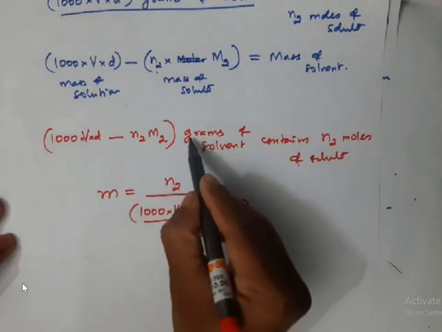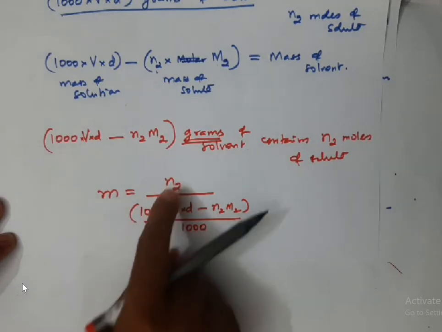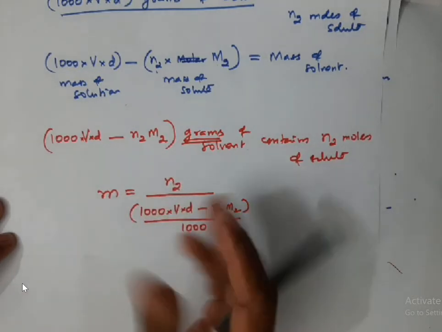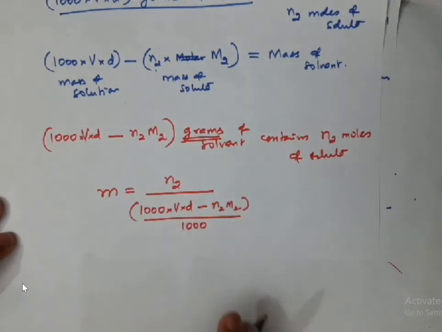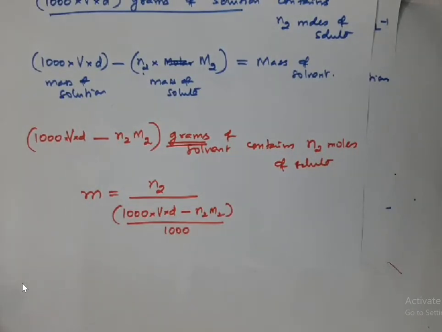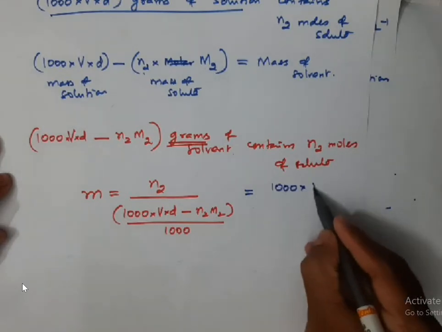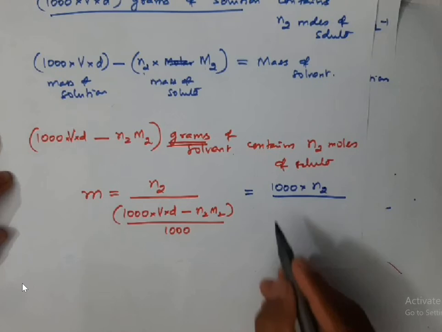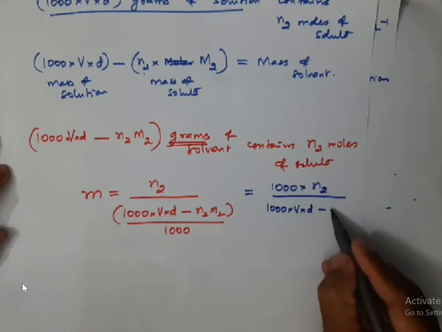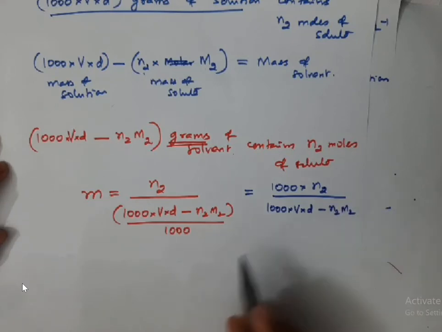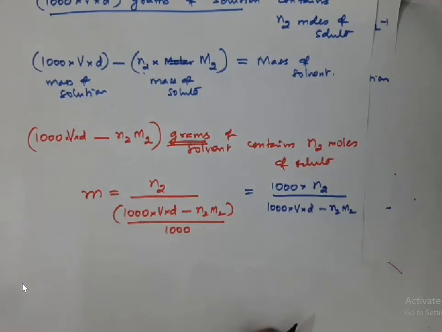Students, listen, this is mass in gram, right? But what is the definition for molality? Molality is nothing but number of moles by mass of the solvent in kilogram. So to convert gram into kilogram, I am dividing this by 1000. Bring the 1000 to the numerator. So you will get the final expression, which appears like 1000 into number of moles divided by 1000 into volume into density minus N2 into M2. Okay, so this is the way of expressing what is called molality.